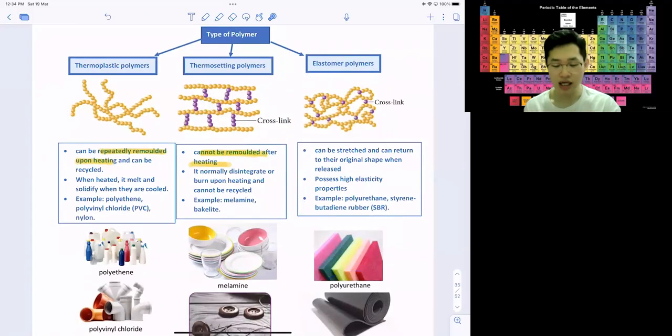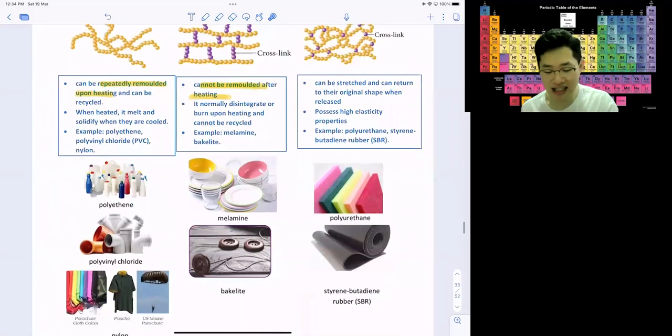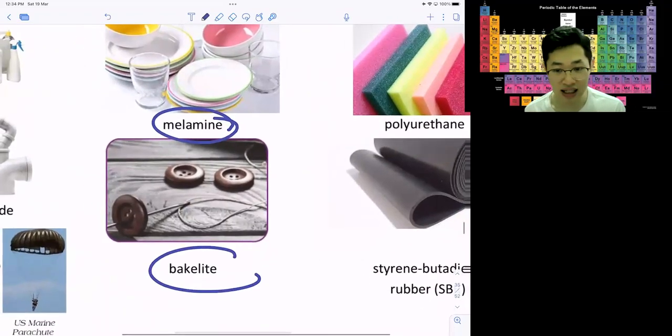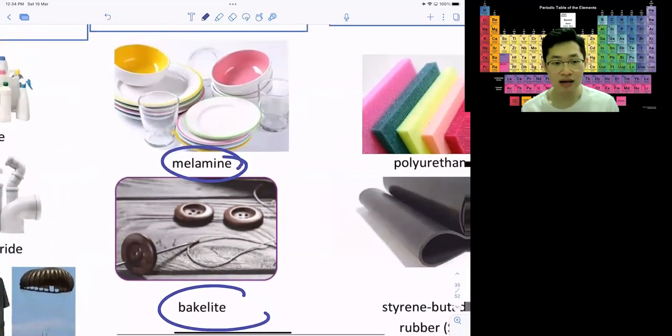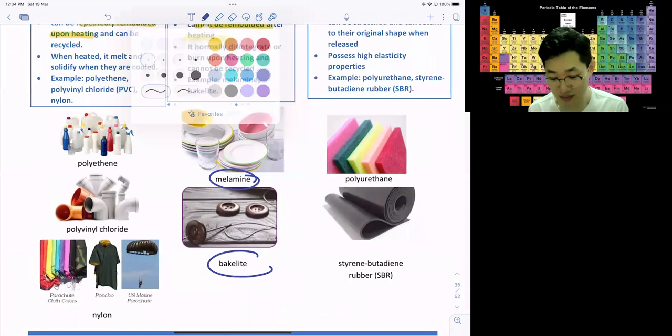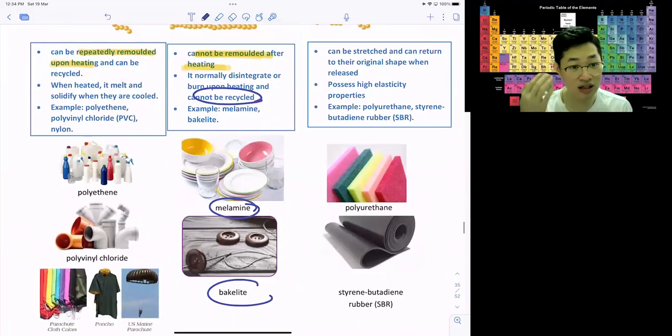Examples of thermosetting polymer are melamine and bakelite. They are hard plastics that will decompose when heated, so they cannot be recycled. And the ones that can be remolded can be recycled.